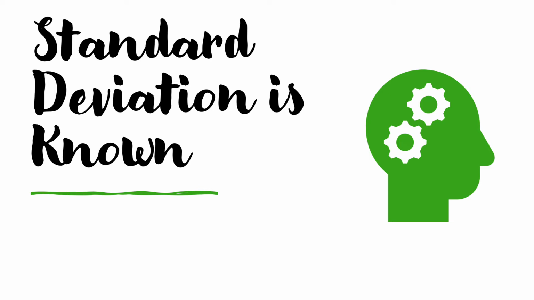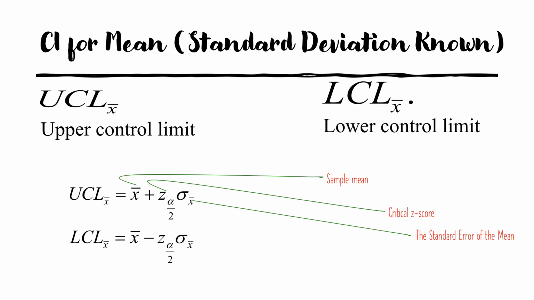Now, we're going to learn how to calculate the confidence interval when the standard deviation is known. So the assumption is the standard deviation of the population is known. In order to calculate the confidence interval for the mean when the standard deviation is known, we compute what is called the upper control limit and the lower control limit.